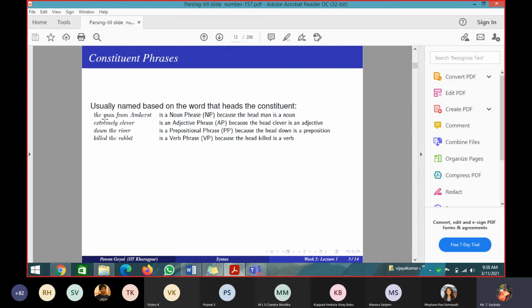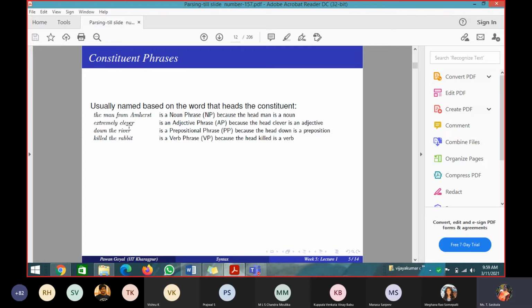The man is used to represent the grammatical unit of the whole unit. Yes or no? The man is the one who is coming from Amherst. So the man is used to represent the grammatical function of the whole phrase. Which word is taken as the head? The man. So the head here is the noun, the man, and the entire phrase forms the noun phrase.